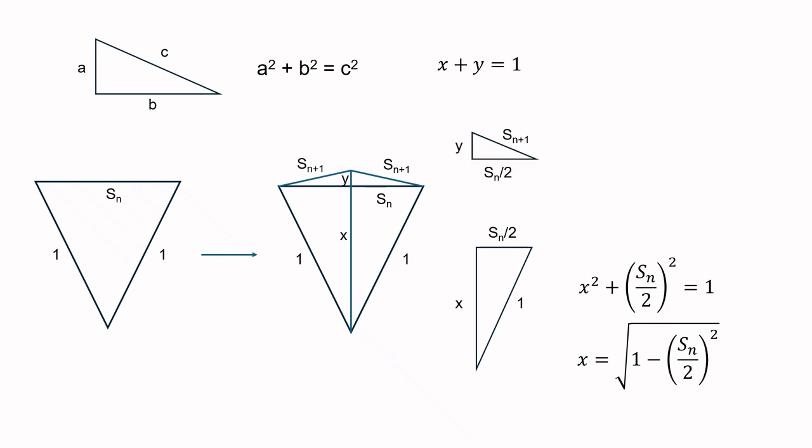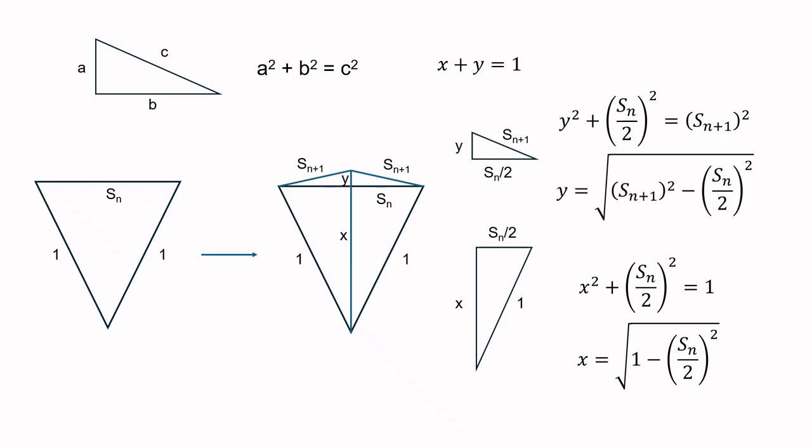So let's take that smaller triangle that's sticking out of the original triangle, also a right triangle. We know that the sides are y and Sn over 2, so we square each of those, and the sum of these two squares must be the square of the hypotenuse, so the square of Sn plus 1. Again, we solve for y, and we get that y equals the square root of Sn plus 1 squared minus Sn over 2 squared. So we have an equation for x, we have an equation for y, and we know that the sum of those two must be equal to 1.